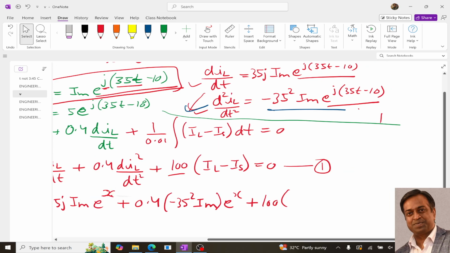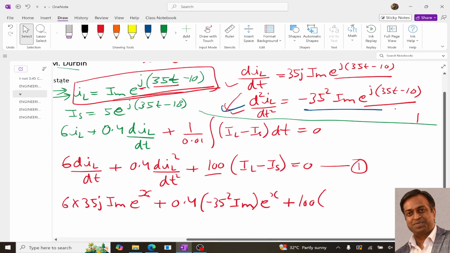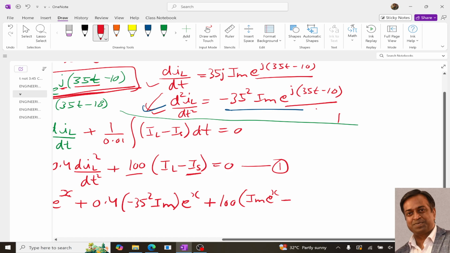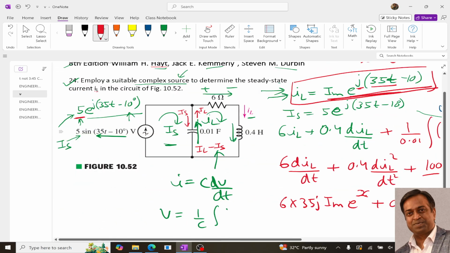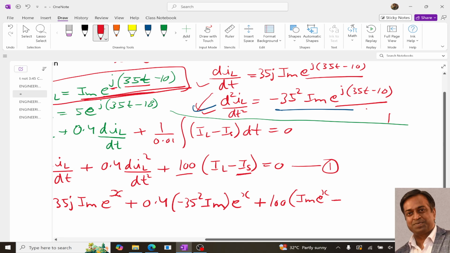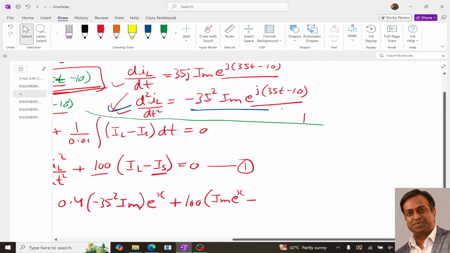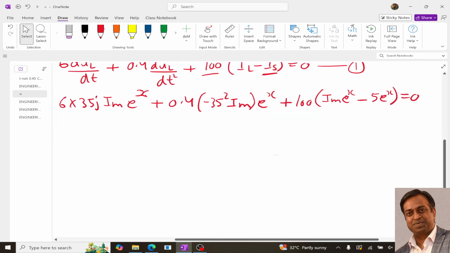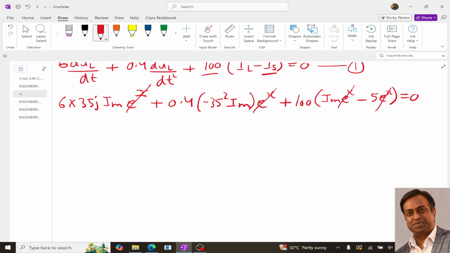Now IL is this, right? So IM e power x, IM e power x minus IS. Now what is IS? IS is this 5 e power x. You can see over here also the power is the same, so we can write 5 e power x. Now from this equation you can see e power x, e power x, e power x, e power x can be taken as common, so it can be cancelled.